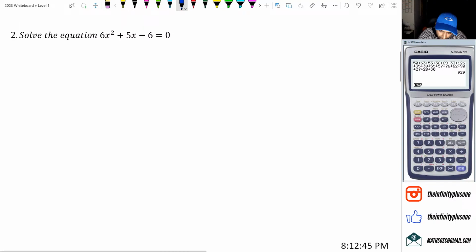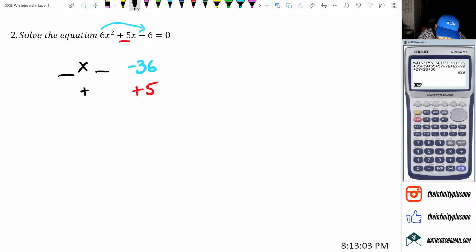So the way I work this out is I take the 6 and multiply it with the -6, which gives me negative 36. Then I have a look at this positive 5 here. I want to look for two numbers that multiply to negative 36 and add to positive 5. I know that it's going to be 9 and -4. So 9 times -4 is negative 36, and 9 plus -4 is positive 5.